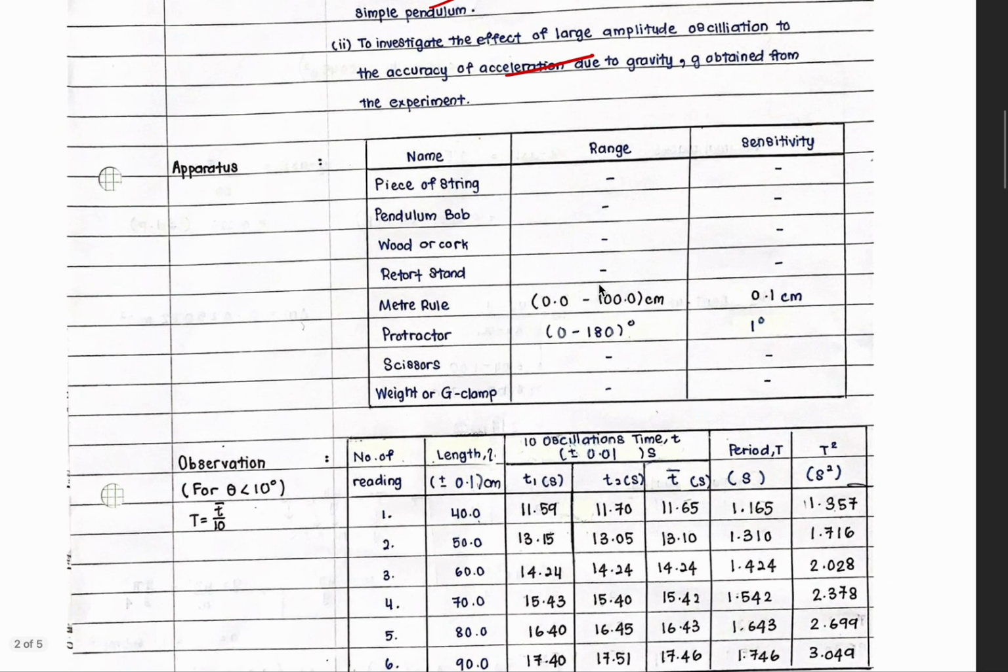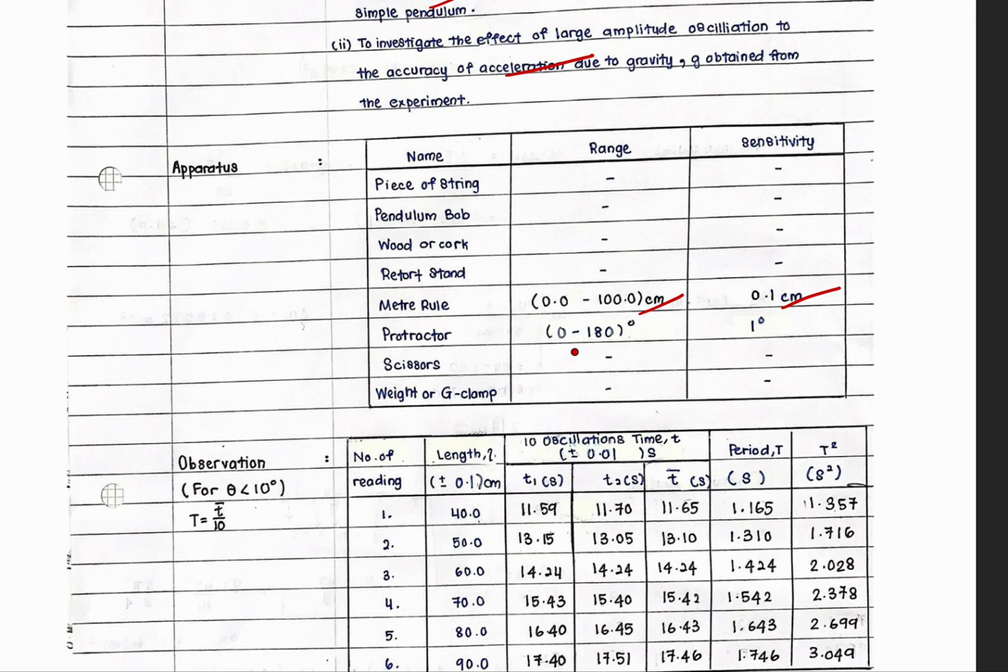So the next part is your apparatus. Make sure your apparatus is in a table form. And untuk string, pendulum bob, and also our wood and retort stand, tak ada range and sensitivity lah, so you can just put a dash. For your meter rule, kita boleh baca to 1 decimal place. So it starts from 0.0 until 100 cm, which is 1 meter. So 100.0, not 100, because you can only read your meter rule to 1 decimal place. And for your sensitivity, it's 0.1 cm.